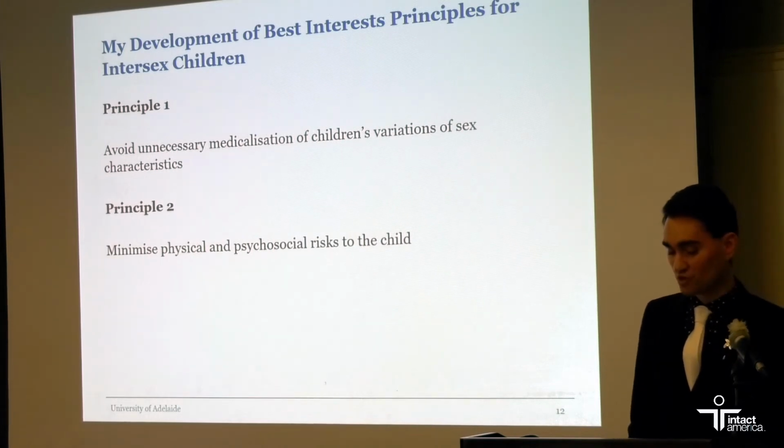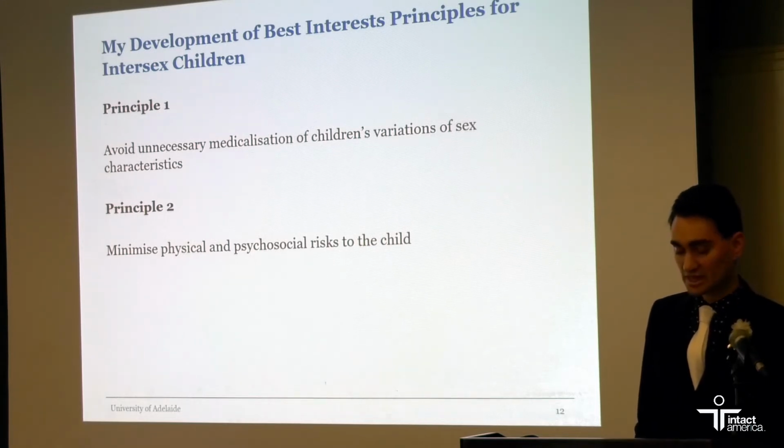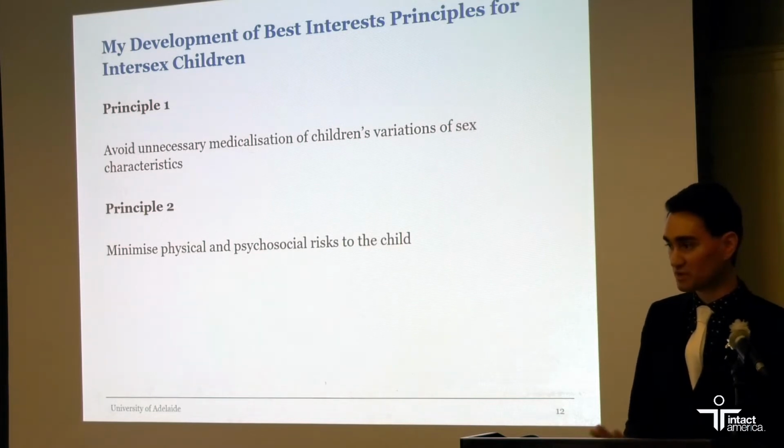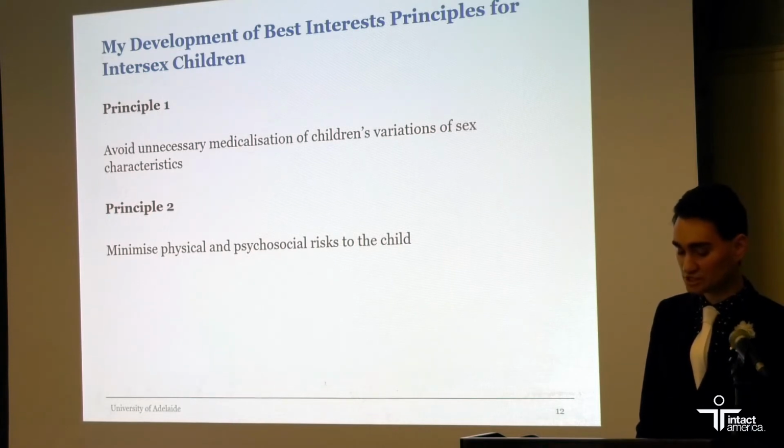So the 10 principles I have formulated based on these sources are not listed in any hierarchical order. They are interrelated, and the relevance of each principle depends on the facts of a particular case. They're intended to be flexible so that they can apply to as much of the case law as possible. So principle 1 is to avoid unnecessary medicalization of children's variations of sex characteristics, which aims to prevent pathologizing intersex bodies. It emphasizes that while some intersex variations require medical treatment, some do not, as often is the case. Therefore, medical intervention should not assume crisis nor normalization as the goal.